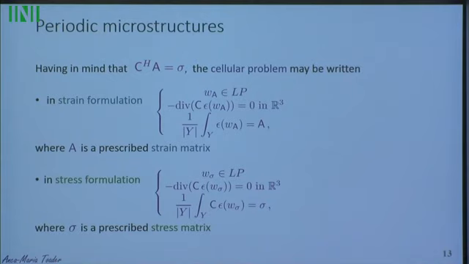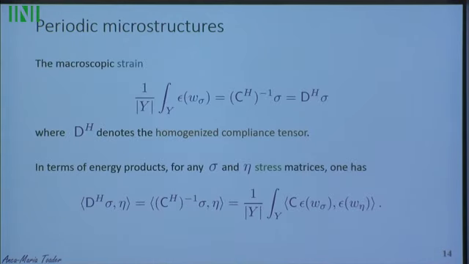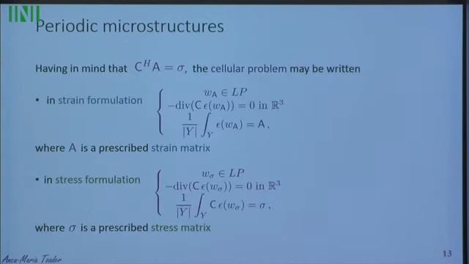So we have here two different formulations of the cellular problem in stress and in strain, and these two formulations we have proven are equivalent as long as we consider that this relation is fulfilled. Okay, so here we have the homogenized elastic tensor applied to the effective strain equal to the effective stress.